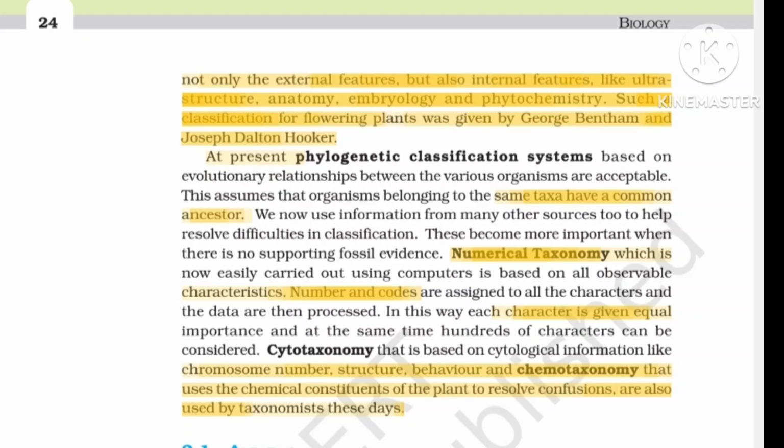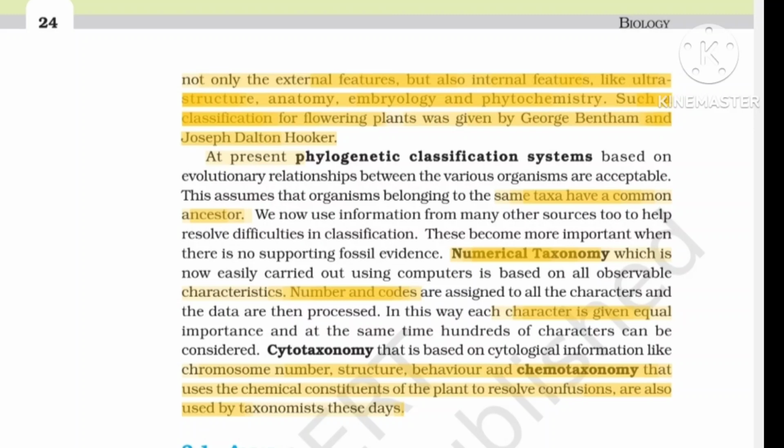Then we talk about numerical taxonomy, in which computers are used and the characters are given numbers and codes. Each character is given equal importance and hundreds of characters are considered in this. Then we talk about cytotaxonomy, in which cytological information is used, like chromosome number, their structure, and their behavior.